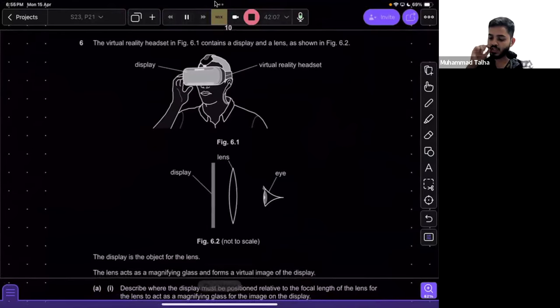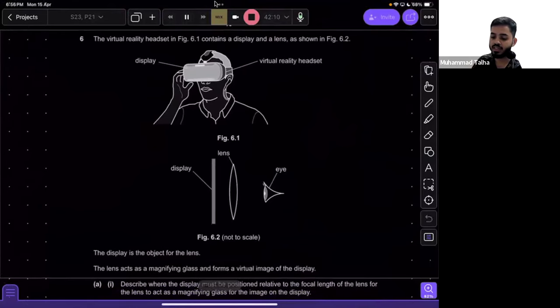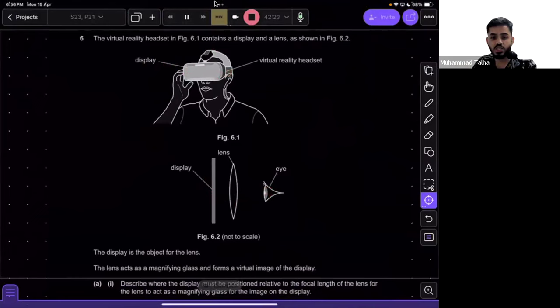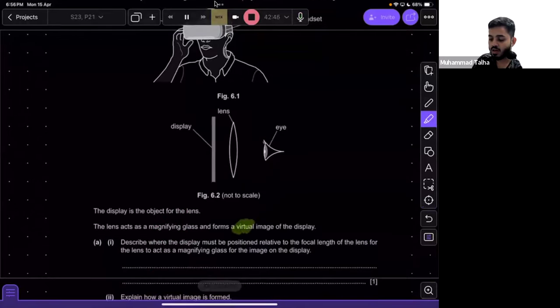All right, next question is related to waves and light. The VR headset in 6.1 contains a display and a lens as shown in 6.2. The display is shown, the headset is shown, and the lens and the eye are shown. So first off, look at this here: the eye is here, the display is here, and this is how the image would be formed into the eye. So the display is the object for the lens. This is the object you're looking at. The lens acts as a magnifying glass and forms a virtual image of the display.